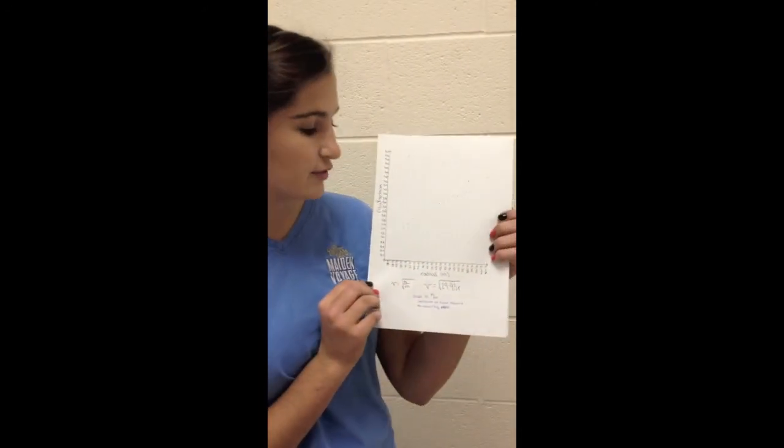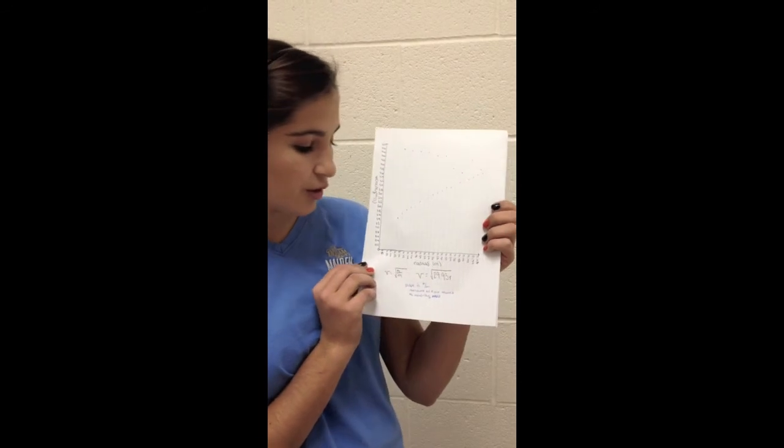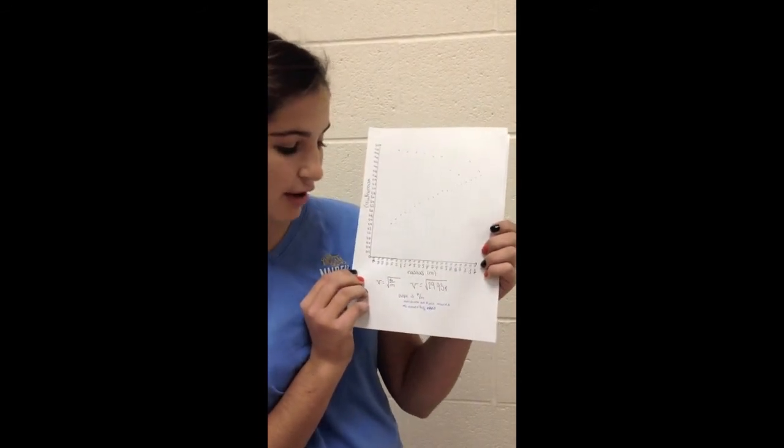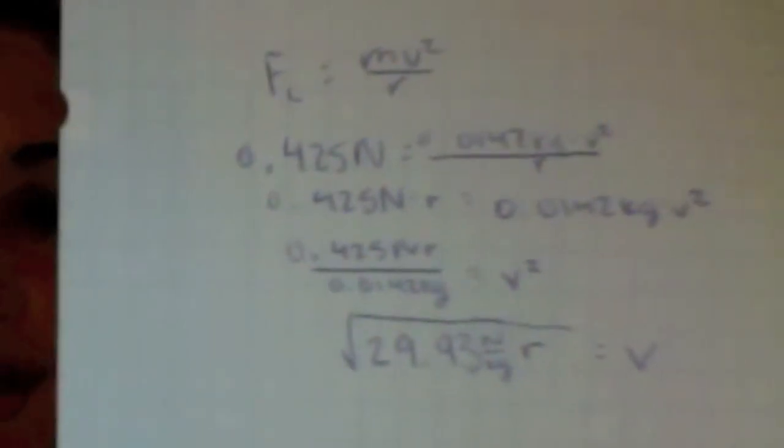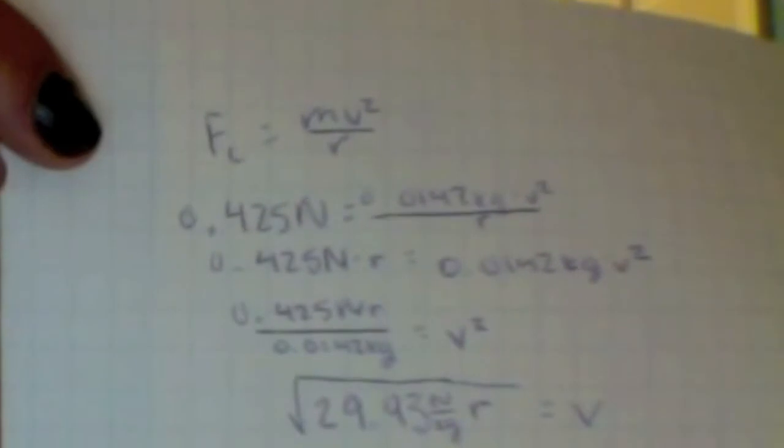The slope is force over mass, so the meaning of the slope is the amount of force required to move 1 kilogram of mass. And this is a clear look at the equation I was talking about, so you can see clearly all the steps that we took to find the correct equation, and it should be the square root of 29.93 newtons per kilogram times radius is equal to velocity.